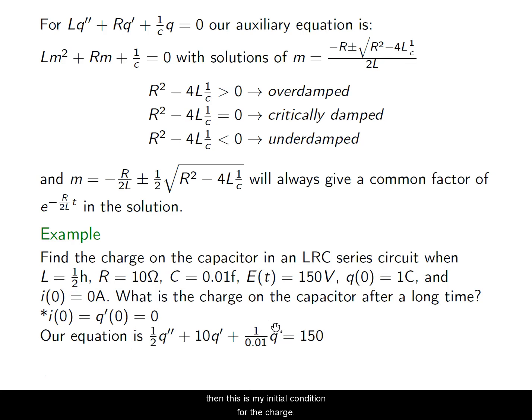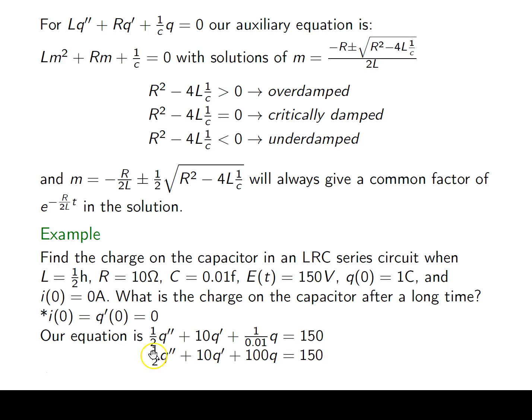Okay, our equation becomes this: L is 1/2, I, or Q prime, is 10, right, 10 ohms, and then for the capacitance I have this, and this is my forcing function. I am connected to a 150 volt system. So let's change this so it looks a little more normal. It's 1 over 1/100ths, or 100, right? So this is the equation I want to solve.